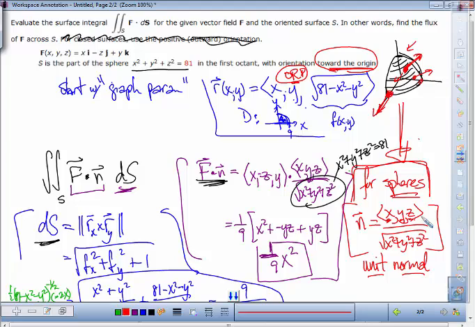Now, because n in this scenario is a unit normal vector, you just need to divide by the magnitude, the square root of x squared plus y squared plus z squared. But if you're on a sphere already, you're just going to divide by the radius. And so that's what we did. We divided by 9. So that's how we got our normal vector.